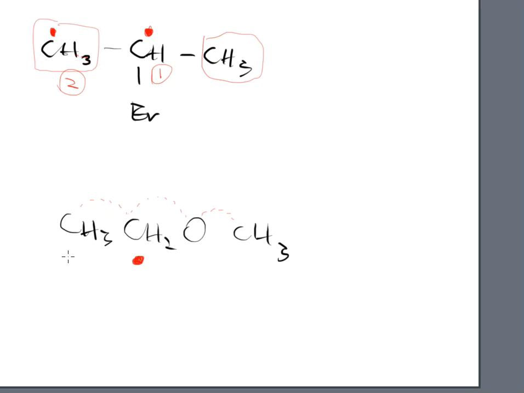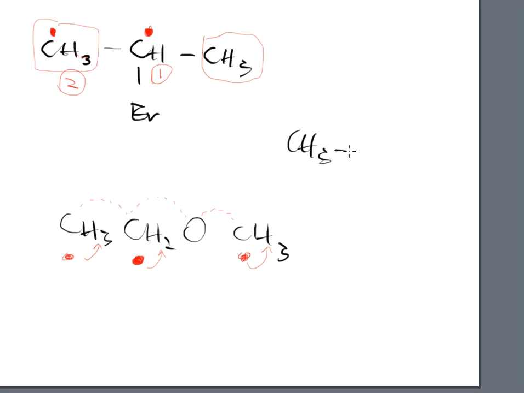So we get a signal from this one, and we also get a signal from this one. So we're going to get 3 signals here. This signal is going to come from 3 hydrogens. This signal will come from 2 hydrogens. And this signal will also come from those 3 hydrogens. And they are all different because they're in different positions within the molecule. All right. Now let's do another.